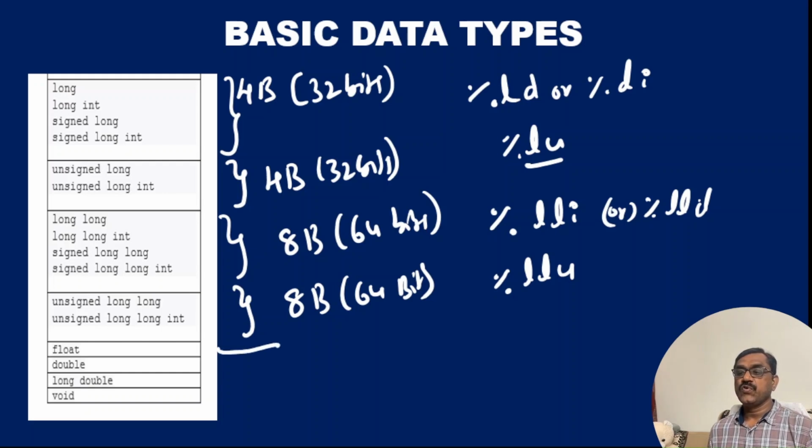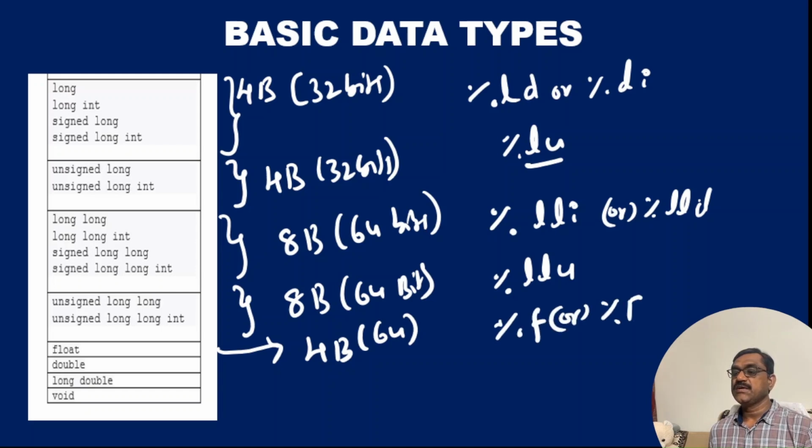So next one is float. Float is signed by default. There is no unsigned one. For float, how many bytes? 4 bytes. That means 32 bits. What is the format specifier we have to use? %f, or you can use capital %F, or you can use %g or capital %G, %e or %a. You can use small letters or capital letters. So this is the control string that you can use for the float.